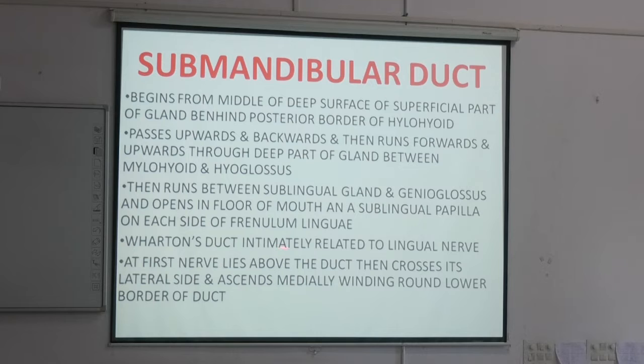Wharton's duct is intimately related to the lingual nerve. At first, the nerve lies above the duct, then crosses it on the lateral side and ascends medially, winding around the lower border of the duct.